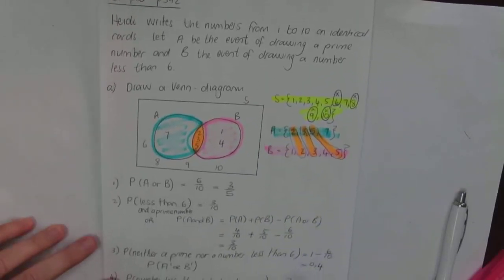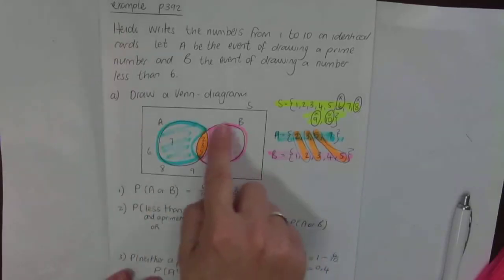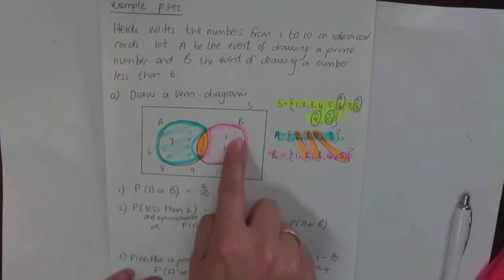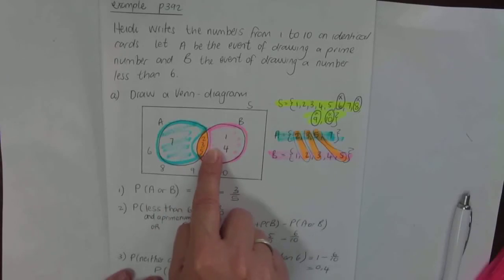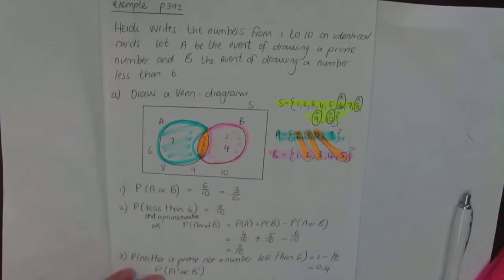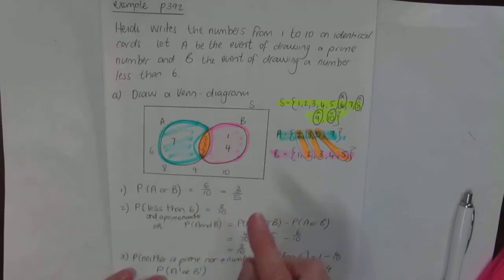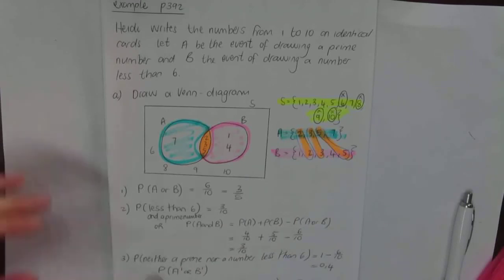So if we look at the probability of A or B, it's everything inside the circle. So there's 6 numbers in there, as there are 4 numbers on the outside. So it's 3 over 5. What is the probability of less than 6 and a prime number? That is my intersection. It's 3 of the 10 numbers.